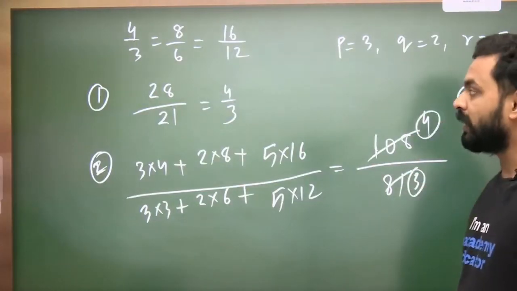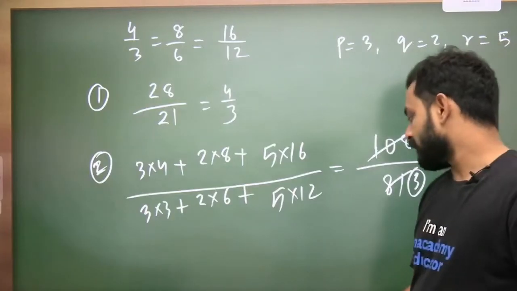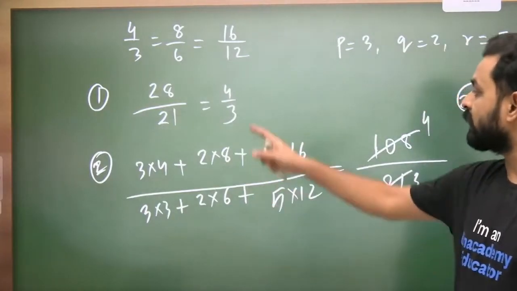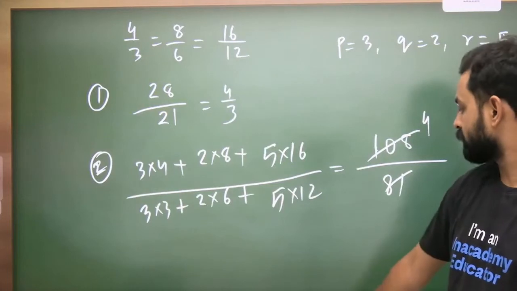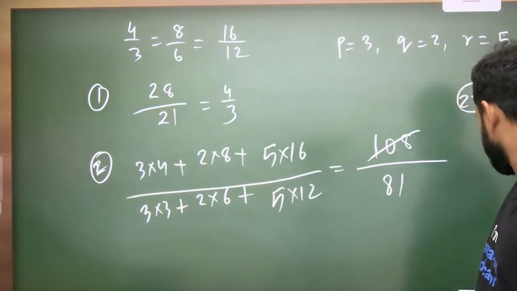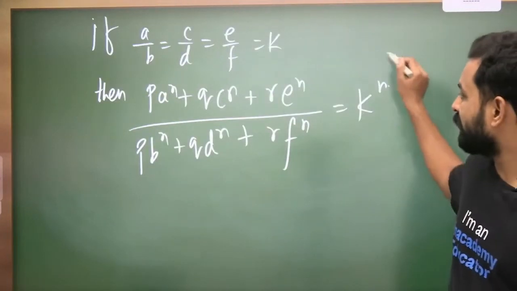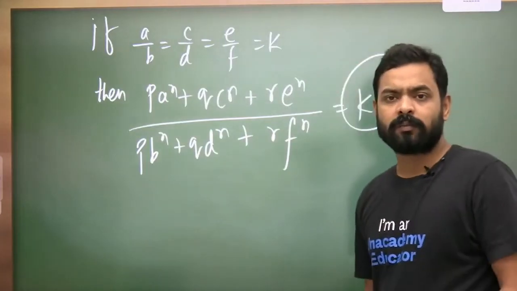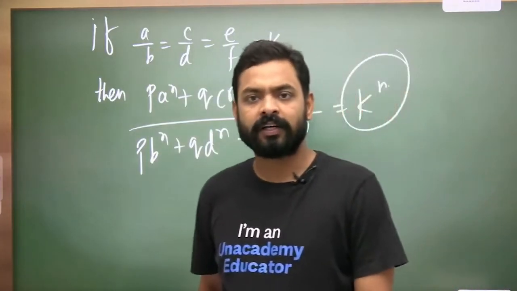Similarly, you can also prove this result. The last result can also be proved. So these are some of the very basics of ratios.